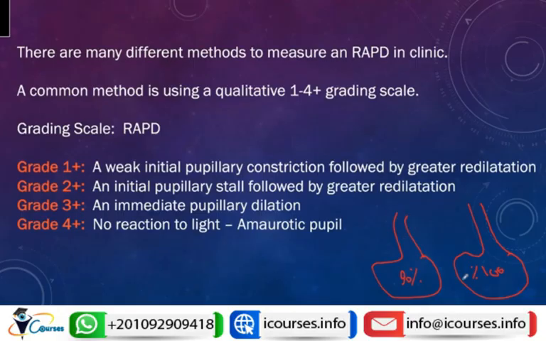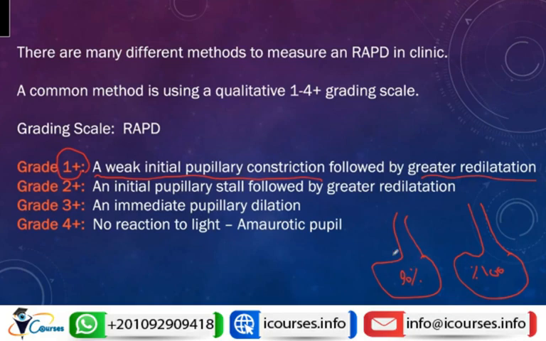So the left eye is slightly stronger than the right eye. So when we do the swinging flashlight reflex, there will be not a complete response, but there will be a mild response. This mild response is called grade 1. In grade 1, we have a weak initial pupillary constriction followed by greater redilatation.